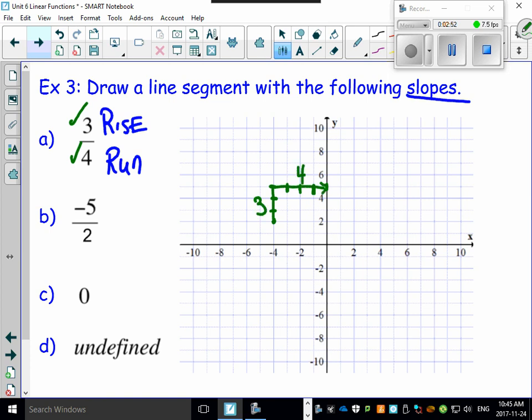Now, I know what people are asking. They're saying, well, wait a second. What if I start here again? What if I run first and then rise? Well, it doesn't matter because look what happens. Run of 1, 2, 3, 4. Start here. Rise 1, 2, 3. I end up in the same spot anyways. So there's my line segment illustrating the slope of 3 over 4. So it doesn't matter if I rise first and then run or run first and then rise. It doesn't matter. That's really important to understand.